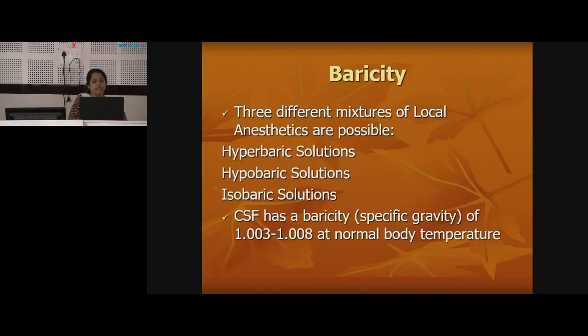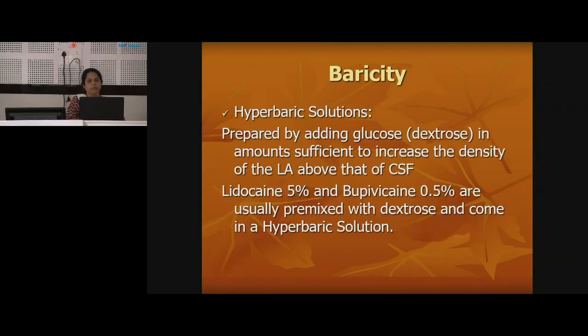So what is baricity? There are three different mixtures of local anesthetic that we use: hyperbaric solutions, hypobaric and isobaric. CSF has a baricity of 1.003 to 1.008 at a normal body temperature. Hyperbaric solutions are made by adding glucose in an amount sufficient to increase the density of local anesthetics above the CSF. Lidocaine 5%, bupivacaine 0.5%. Nowadays, even ropivacaine and levobupivacaine are also coming in a hyperbaric solution. They are usually premixed with dextrose and come in a hyperbaric solution. We rarely use isobaric or hypobaric solution for an intrathecal injection.